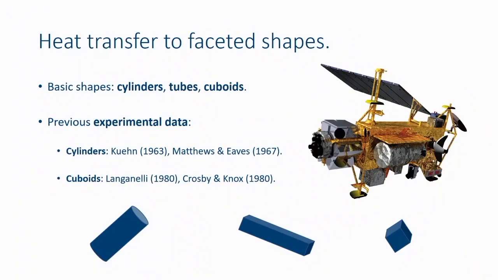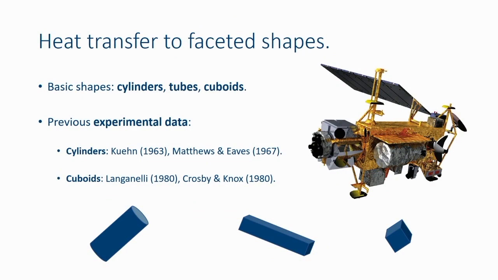Right, how do we do this? Well, we'll start simple, right? We need to understand what the heat transfer rates are to simple faceted shapes. Cylinders, tubes, or hollow cylinders, and cuboids. And by cuboids, I include long things like that, and really short, fat things, quasi sort of flat plates. Previous work that's been done on this is fairly limited, as you can imagine. Most people are interested in this thing on the left. But in the 60s, people studied heat transfer rates to cylinders. And later in the 80s, even fewer people studied heat transfer rates to cuboids.